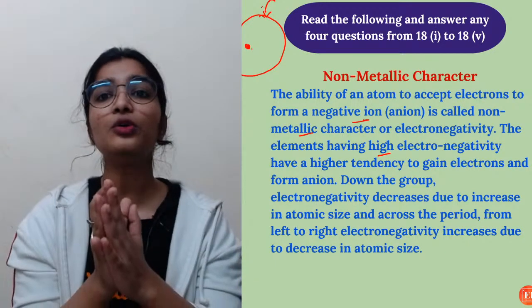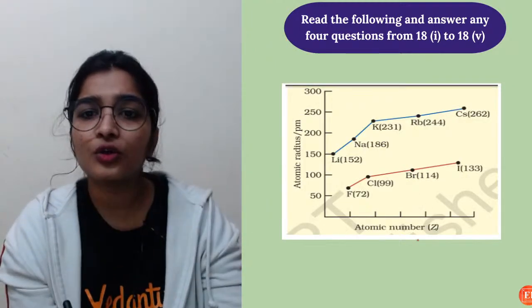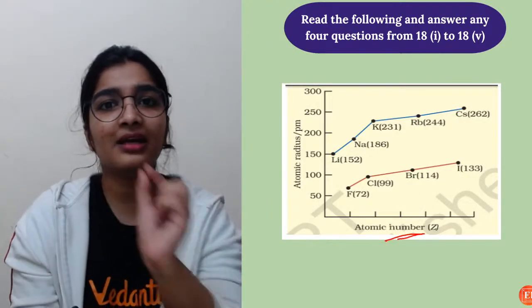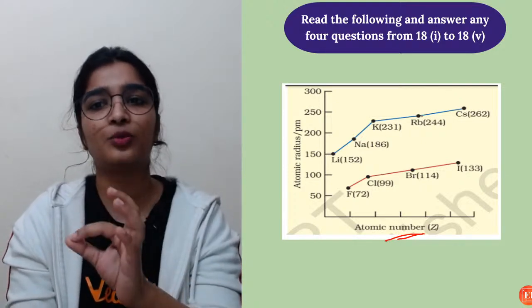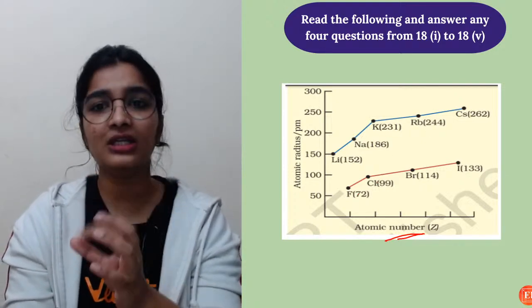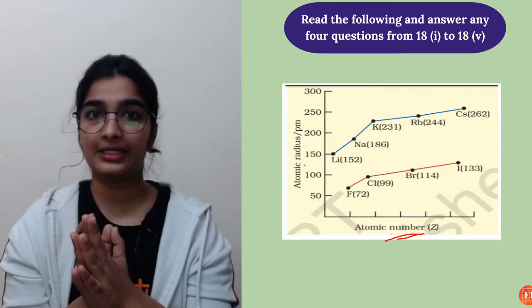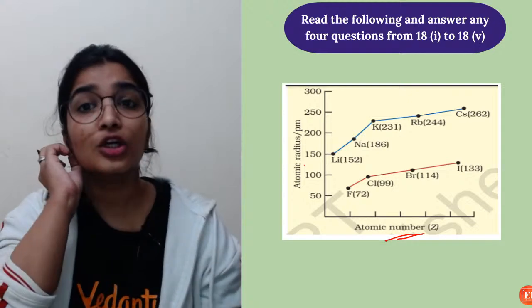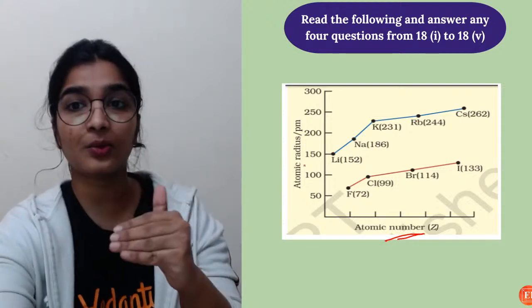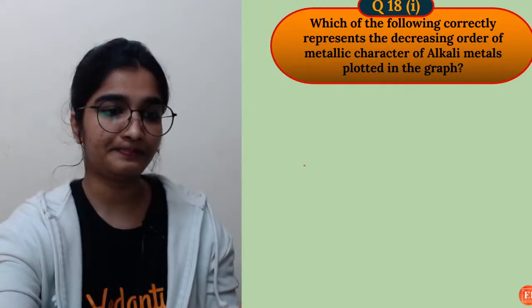Yes, so what you have to do is these questions, now you will see a graph. See here. So x-axis में क्या है? Atomic number. Lithium, sodium, potassium, rubidium, cesium, and then fluorine, chlorine, bromine, iodine. And this is the atomic radius. So y-axis में atomic radius, x-axis में atomic number. So what you have to do, you have to read the questions. Now we will have 4 sub-questions. We have to answer all of them.